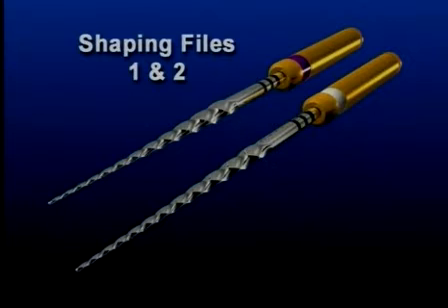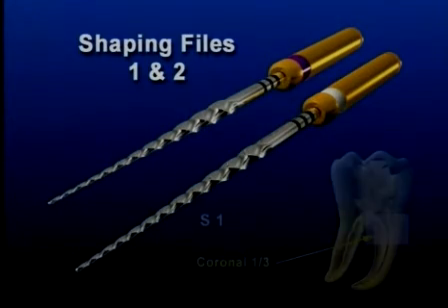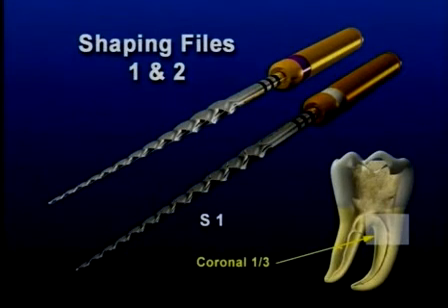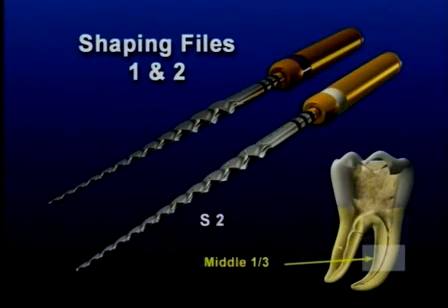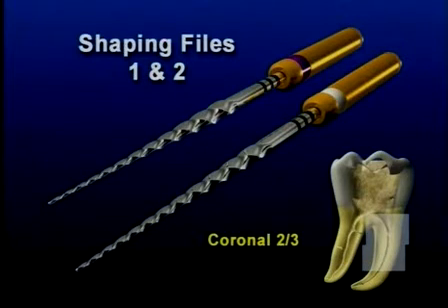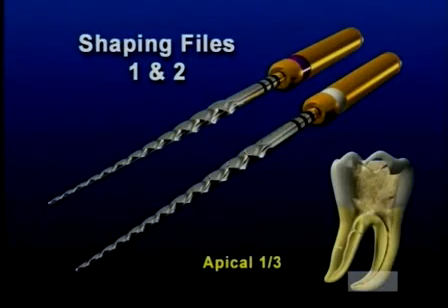Shaping file number 1 is designed to prepare the coronal 1/3 of a canal, whereas shaping file number 2 enlarges and prepares the middle 1/3. Although both instruments optimally prepare the coronal 2/3 of a canal, they do progressively enlarge its apical 1/3.